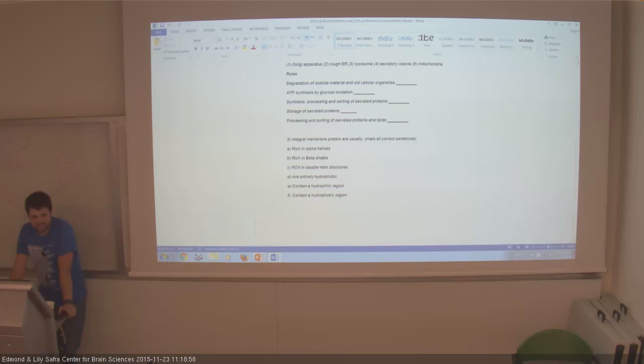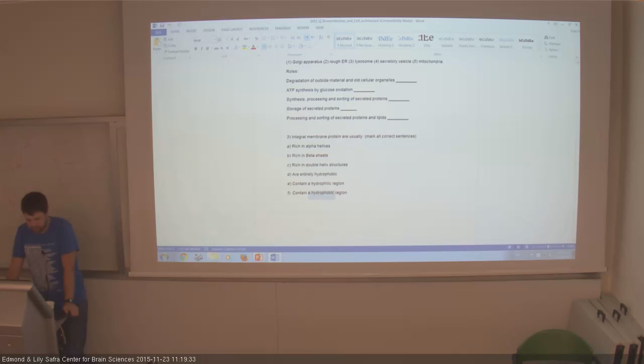Who said yes? No, because beta sheets have these interactions where not all the hydrogen bonds are occupied, so they can interact with water. Rich in double helix structure? This is a misleading question, because when we say double helix, we normally mean DNA. Are they entirely hydrophobic? No. Contain a hydrophilic region? Yes. Contain a hydrophobic region? Yes. Great.